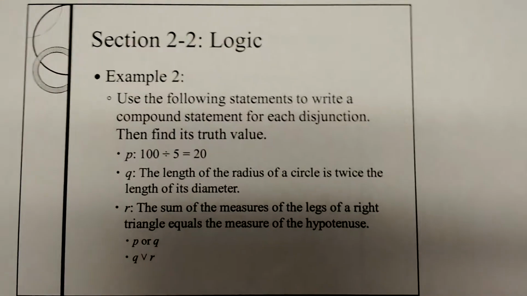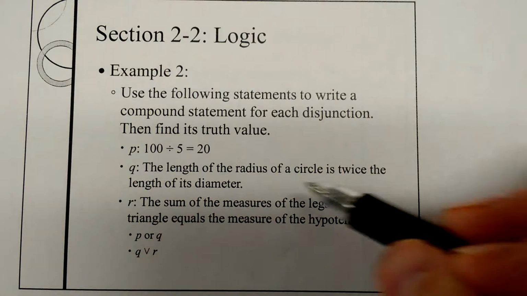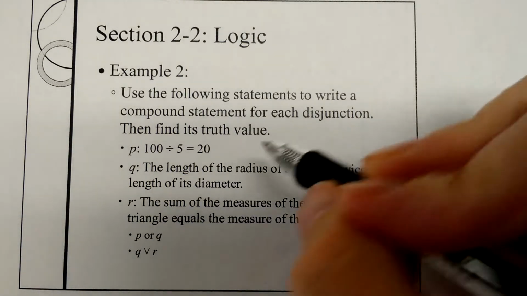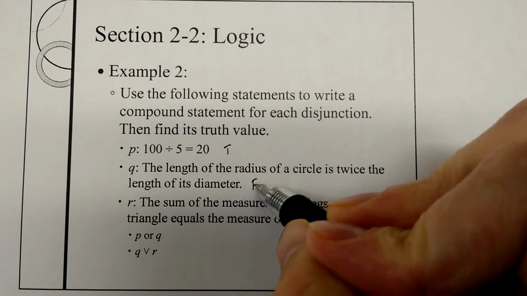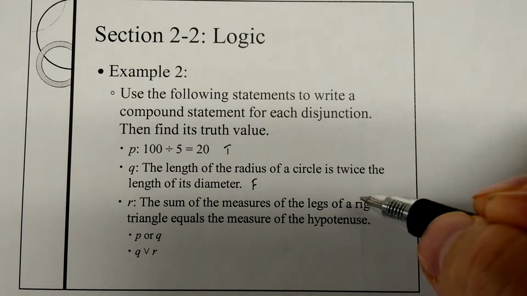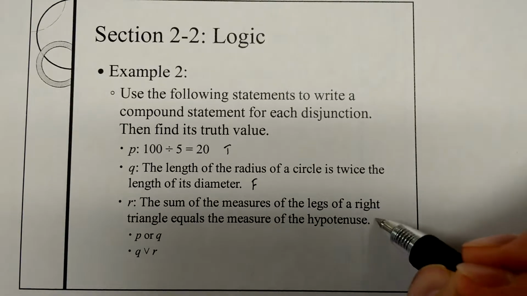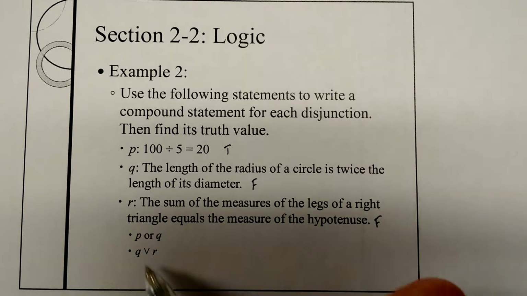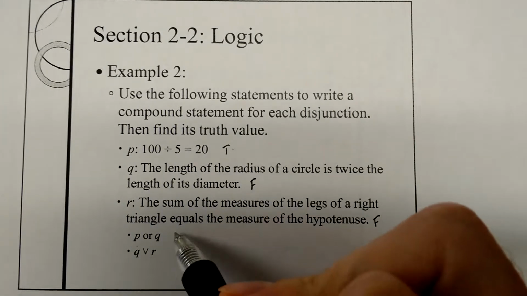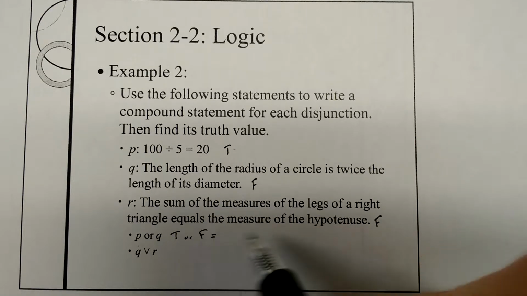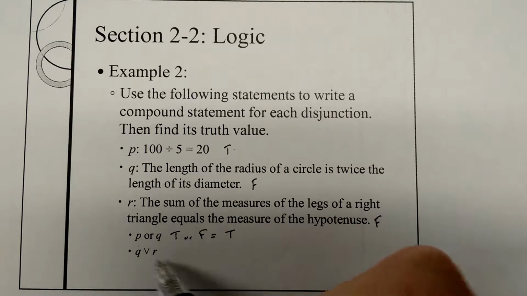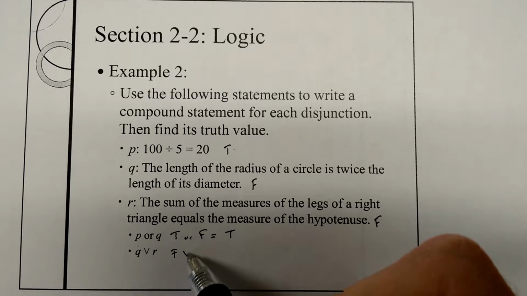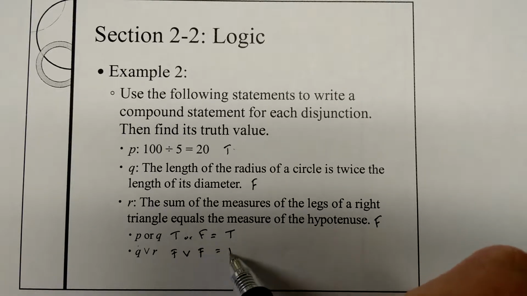So example 2, same thing, except now we have disjunctions. Just like before, you have to go through and determine whether these individually are true or false. That one is true. The length of the radius of a circle is twice the length of the diameter. That's false. The radius is half the diameter. The sum of the measures of the legs of a right triangle equals the measure of the hypotenuse. That is false. It's the sum of the squares. So here, P or Q is true, as long as one of them is true, which it is. Here, Q or R: Q is false, R is false, so neither of them is true, so it's false altogether.